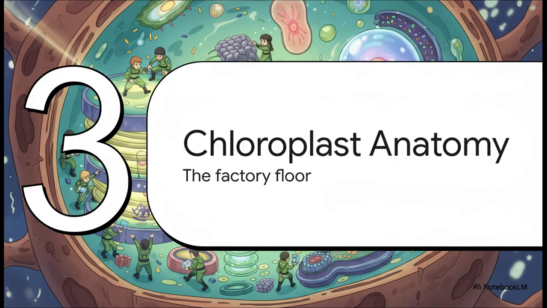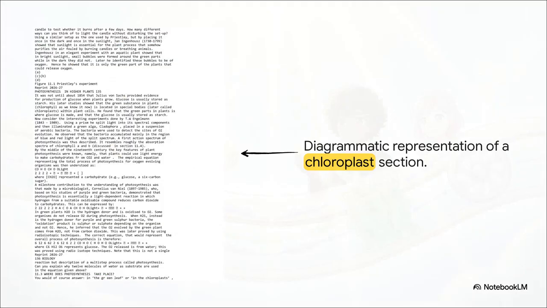All right, section 3, chloroplast anatomy, factory floor. Time to shrink way down and step inside the cell. Behold the chloroplast. I want you to think of this incredible little organelle as a super efficient, highly organized factory floor. Looking at a cross-section under an electron microscope, you immediately spot a complex membrane system.